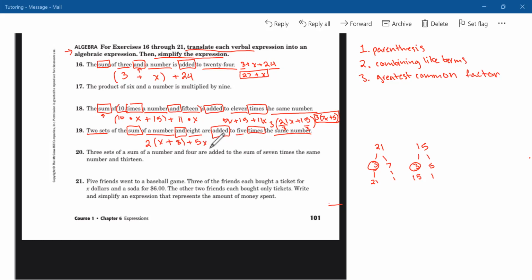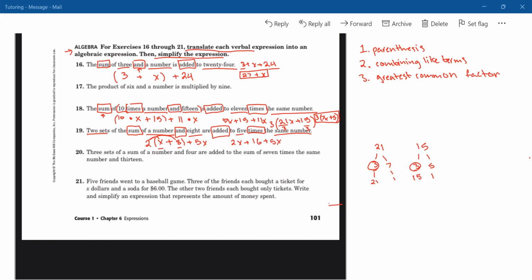Now I also want to note here that because you have a 2 multiplied to the parentheses, you're going to want to distribute it to both of the terms, seeing that we have 2 terms. So it would become 2 times x and 2 times 8, which would look like this: 2x plus 2 times 8, which is 16, plus 5x.